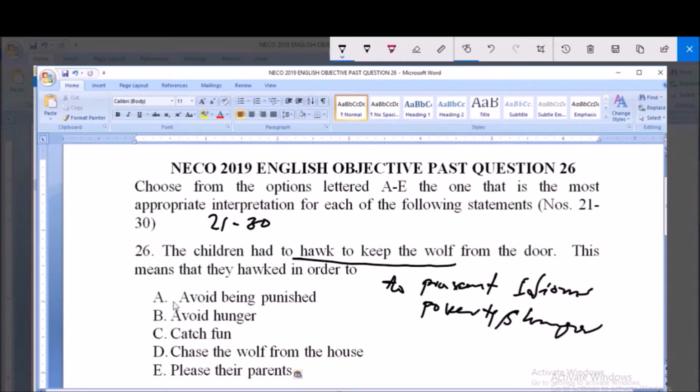So option A says avoid being punished, B says avoid hunger, C says catch fun, D says chase the wolf from the house, E says please their parents. So by this explanation we have hunger from it. So option B is correct. So the correct option is option B.